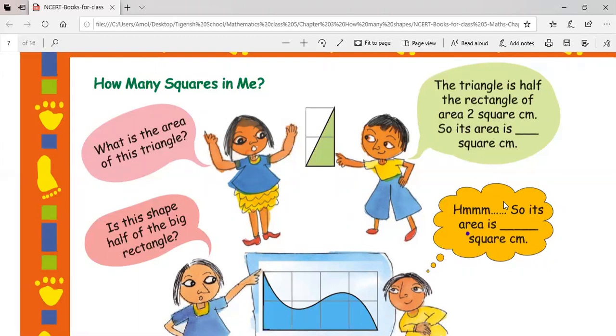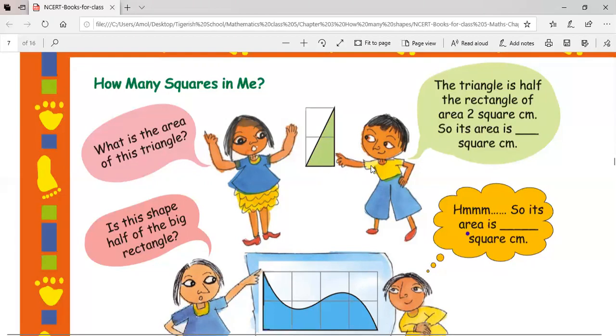Now, the topic is how many squares in me. In me means not you or me, it means the shapes, whatever they have given. Okay, so let's start. Let's see the conversation first. The first girl, what is she saying? What is the area of this triangle? They have given one rectangle, and in that they have drawn a triangle in olive green color.